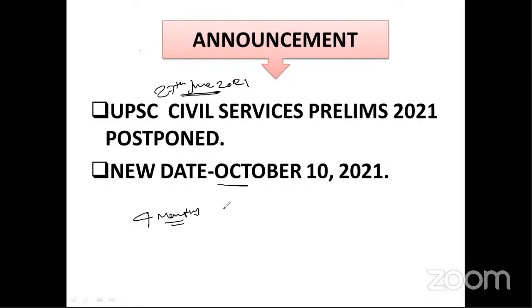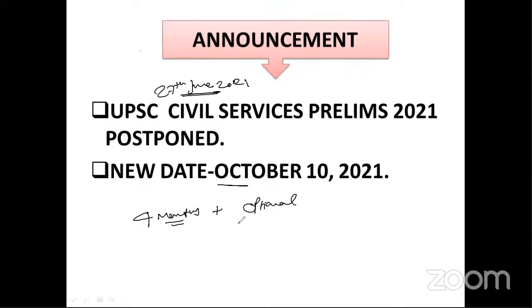For those who are going to appear for this year's prelims exam, you can utilize these 4 months by solving more MCQs. A lot of practice you should do, and along with that you should also focus on your optional paper. Now you have time, so you can join a test series, a mains test series or a GS test series.